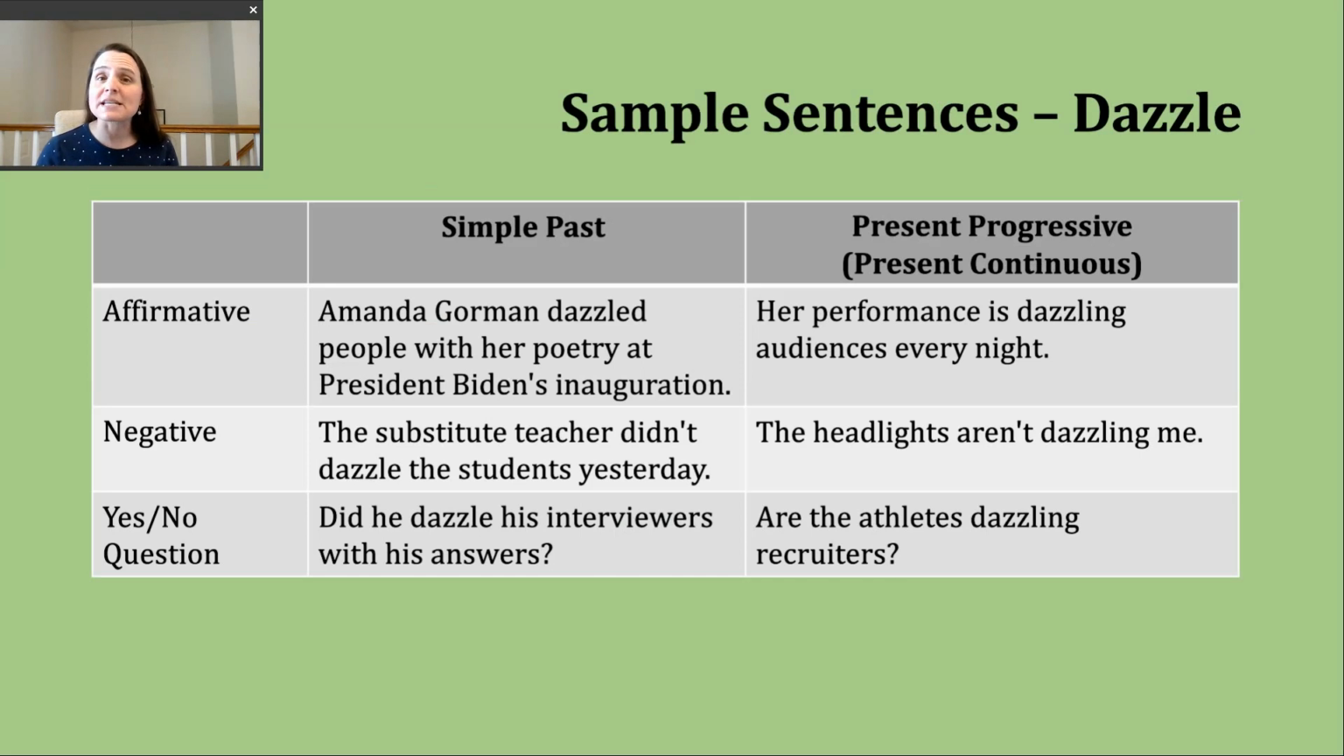We use this verb tense to talk about an action that was completed at some known point in the past. And the nice thing about our affirmative structure is that it's going to be the same no matter what our subject is. So our verb doesn't change if the subject is I or she. It's going to be the same: I, you, we, they, he, she, it, all the same. Let's take a look at an example. Amanda Gorman dazzled people with her poetry at President Biden's inauguration.